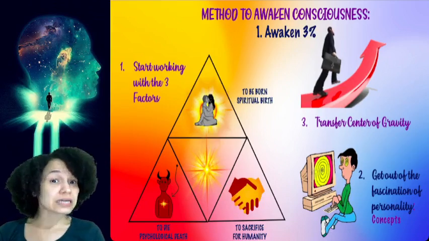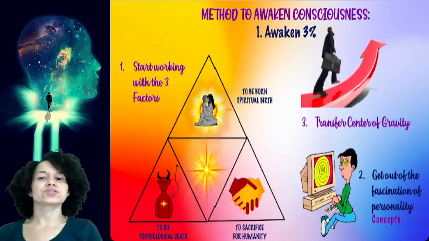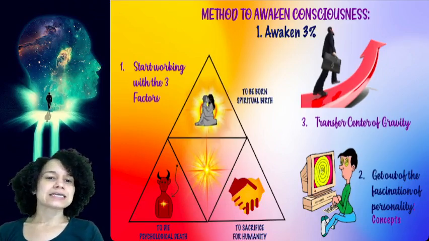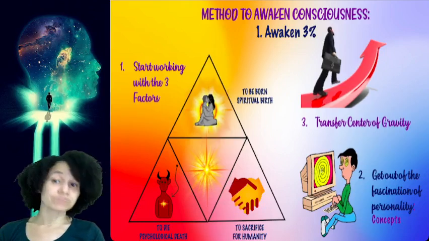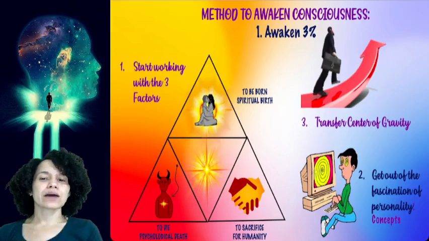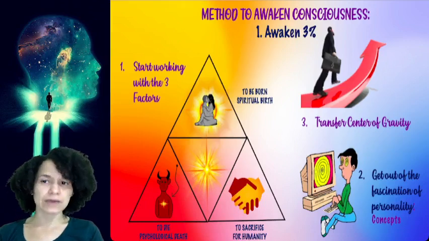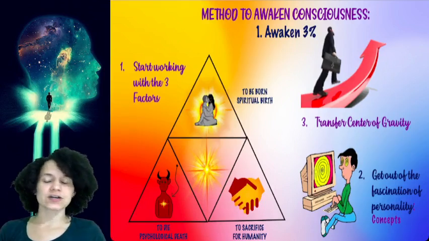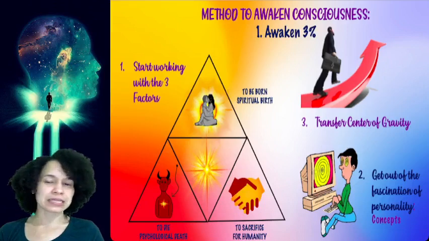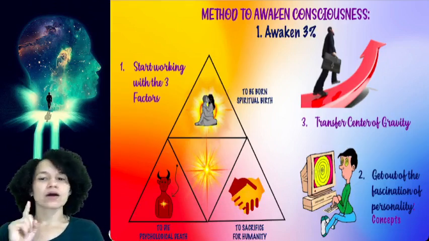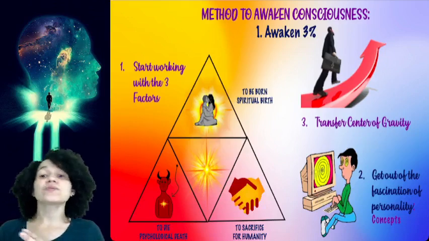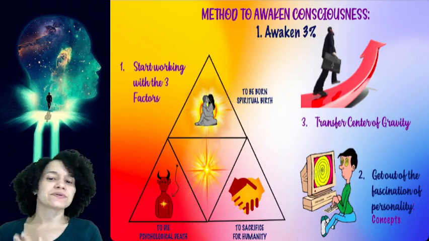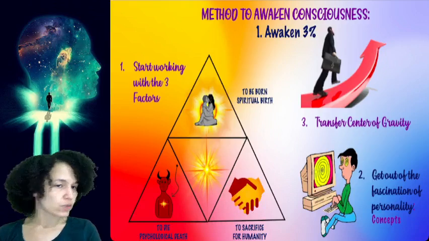Well, the first thing that we have to do to awaken the 3% is start working with the 3 factors for the consciousness revolution. We learned about the 3 factors in lecture number 17 of phase A. That is the name of that lecture. But well, the 3 factors are to die, or the psychological death, to be born, or to practice the spiritual birth, and to sacrifice for humanity.